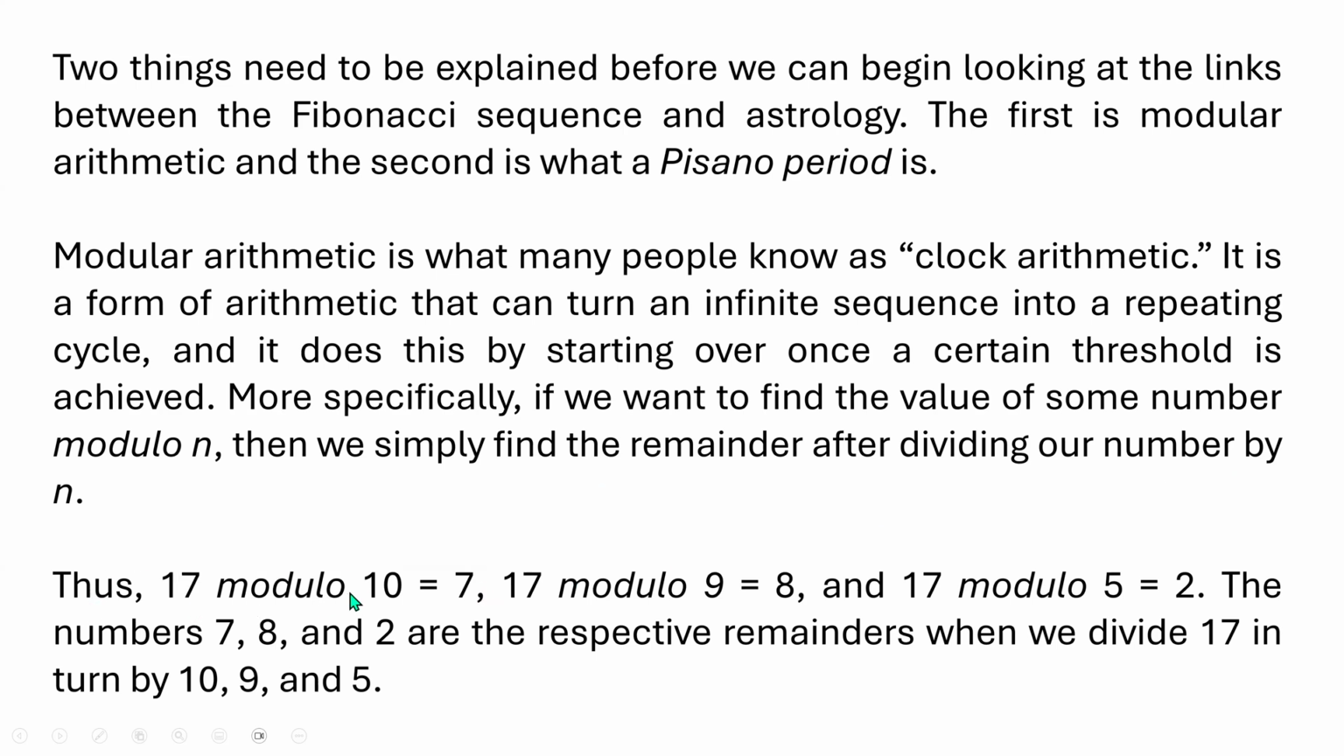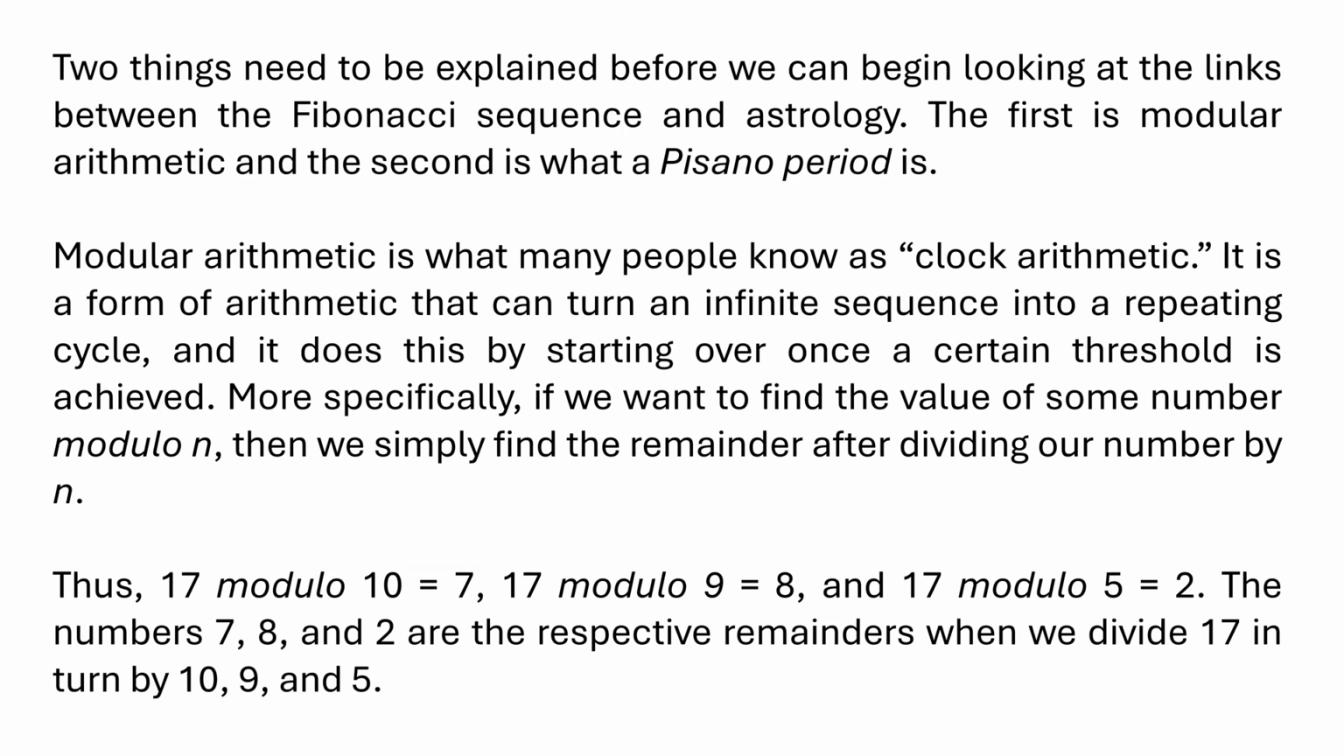Thus, 17 modulo 10 is 7, because that's the remainder when you divide by 10. 17 modulo 9 is 8. Divide 17 by 9, you get a remainder of 8. And 17 modulo 5 is 2. So the numbers 7, 8, and 2 are the respective remainders when we divide 17 in turn by 10, 9, and 5. Now again, this is just like clock arithmetic.